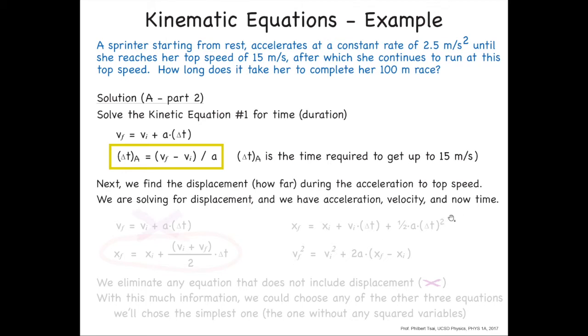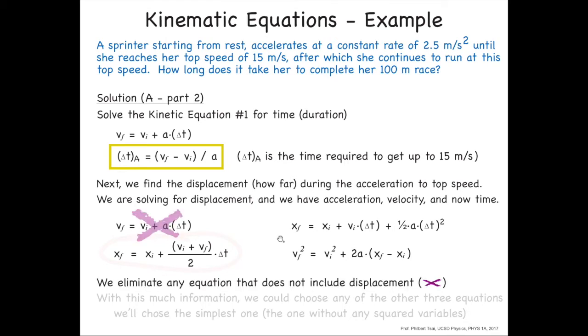So let's look at what equations we have. Again, the four tools that we have are the four kinematic equations. Again, we're going to eliminate any equation that doesn't have the thing that we're trying to solve for. And this time it's displacement. So this equation has no x final, x initial, or delta x. So that's out of the question.